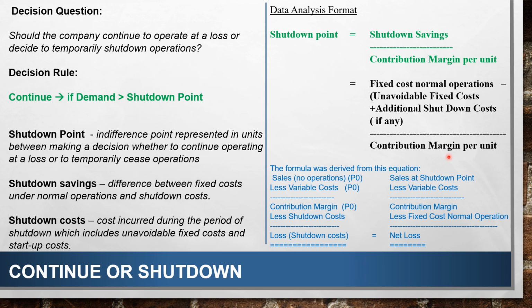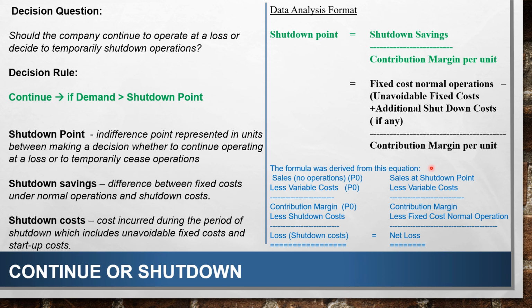Okay, so how did we derive this equation? This is also important. If we have sales with no operations, that's zero, right? Less variable cost without operation, that's zero. Contribution margin will be zero, so less shutdown cost. So that's the loss for shutdown. So if we shut down, our loss is actually equal to the shutdown costs.